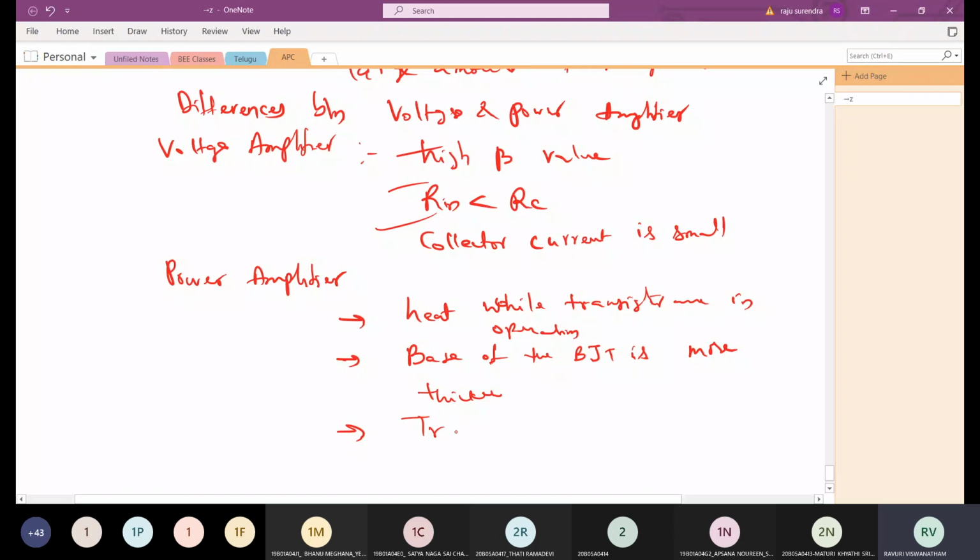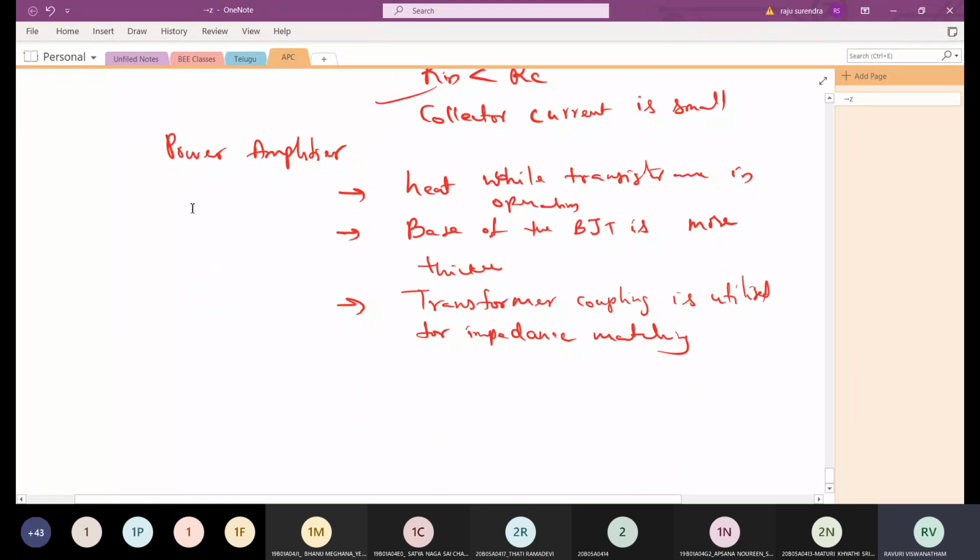Here transformer coupling is utilized for impedance matching. I think all of you understood the difference between the voltage and power amplifiers. And now we will see, with respect to the parameters, the change in voltage and power amplifiers.